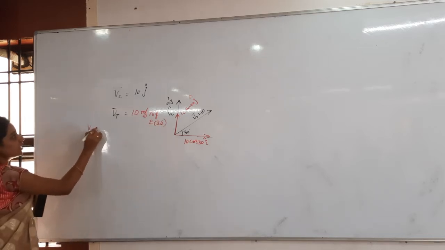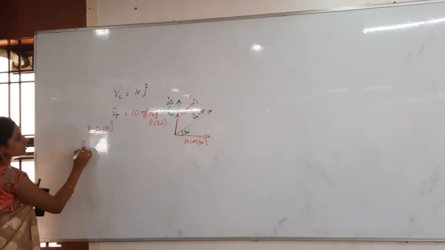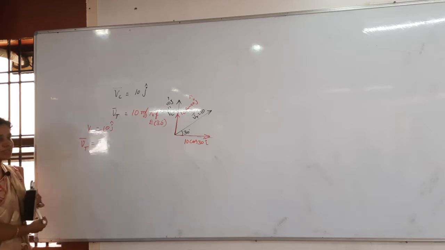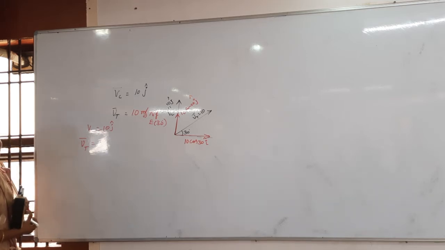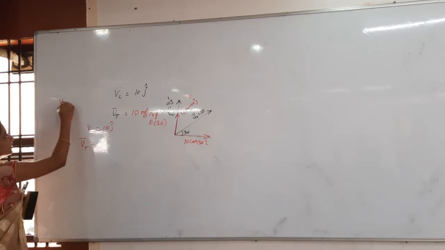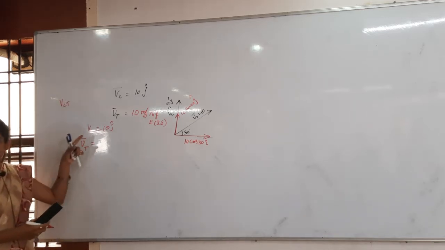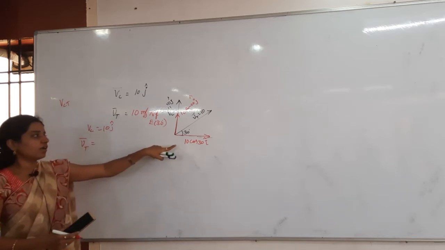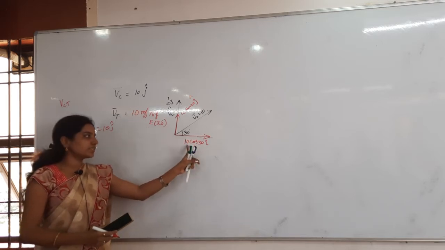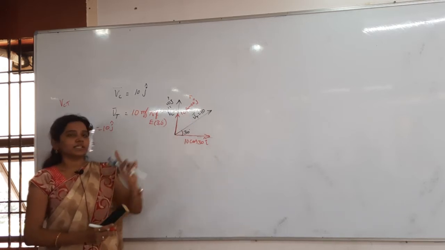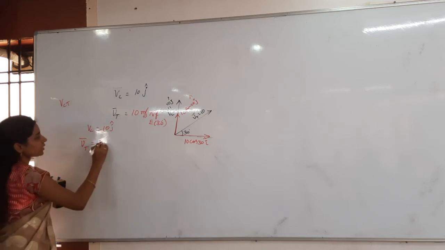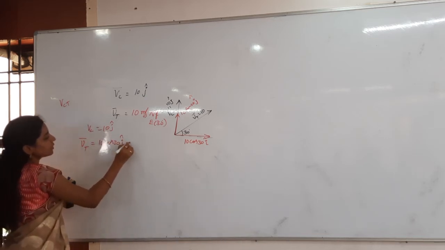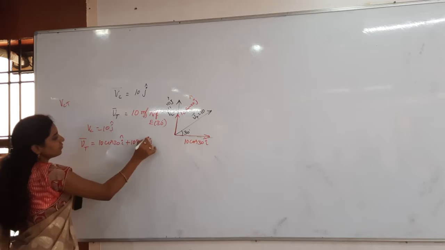Now the velocity of the car is as it is, 10 J cap. Velocity of the truck is what? They said in the bracket it is moving with the same speed as the car. You have to find out the velocity of the car with respect to the truck. Read the question properly. So the velocity of the truck is how much now? Along the x-axis two components are there. Along the x-axis 10 cos 30, along the y-axis 10 sin 30. So totally I can write 10 cos 30 I cap plus 10 sin 30 J cap. Clear?